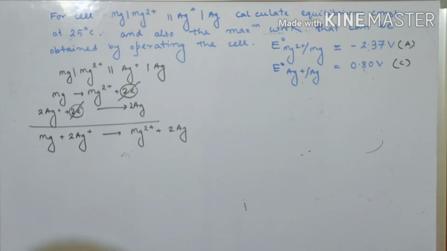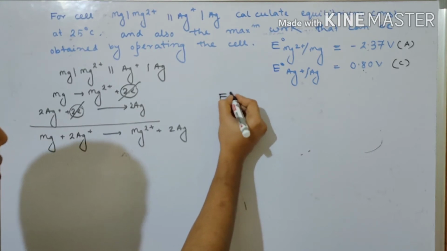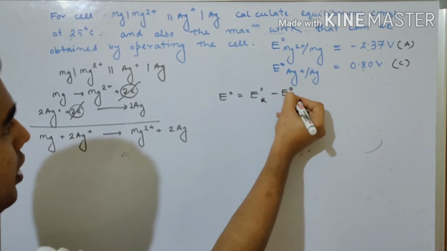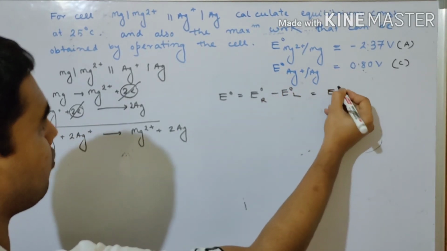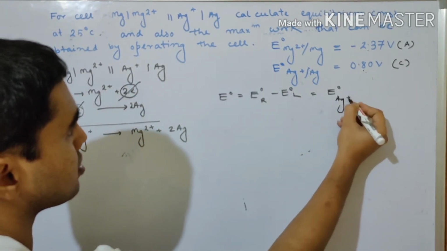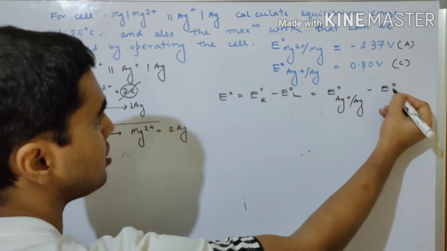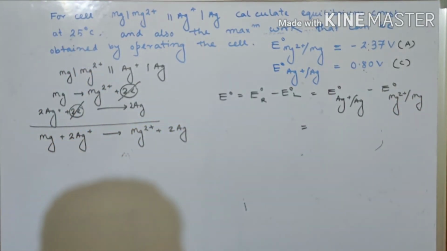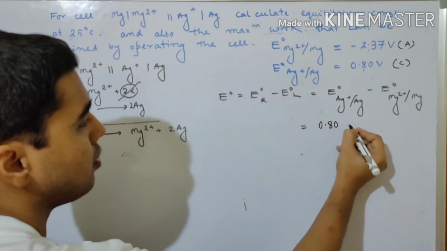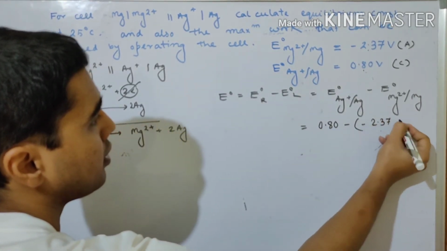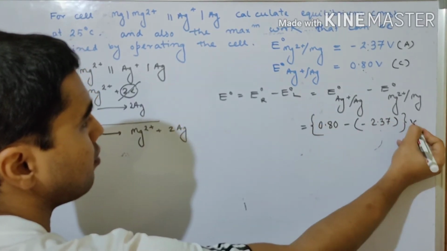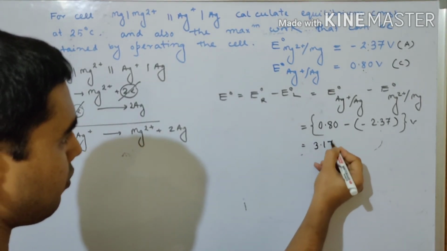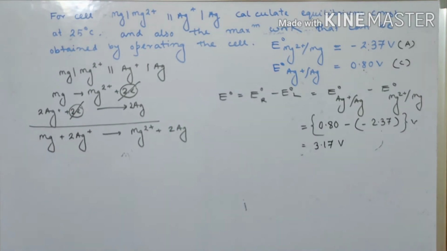Now we need to calculate the value of E0. E0 value is E0 of R minus E0 of L, which is nothing but E0 of this one. R means Ag+/Ag minus E0 of Mg2+/Mg. As a result of it, we are getting 0.80 minus (minus 2.37) volt. And if you add these two, we are getting 3.17 volt. So we have got E0 now.